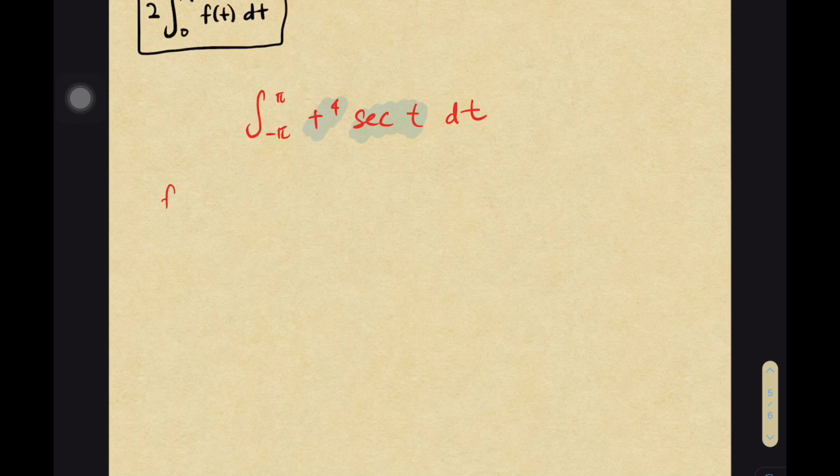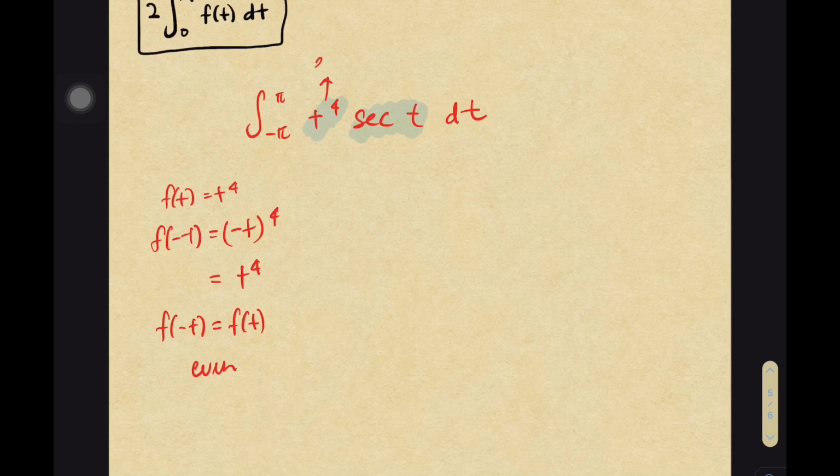So now you have f(t) equal to t to the power of 4. So you will have f(-t) equal to (-t) to the power of 4, so you will get t to the power of 4 back. So your f(-t) now is equal to your f(t), which means that your first function here is an even function. So this one is an even function. So let's check on the second function.